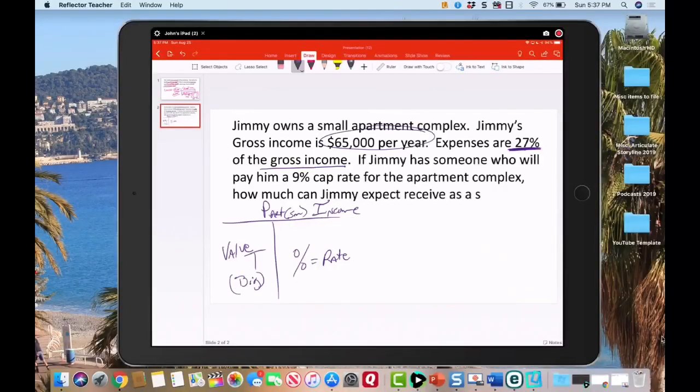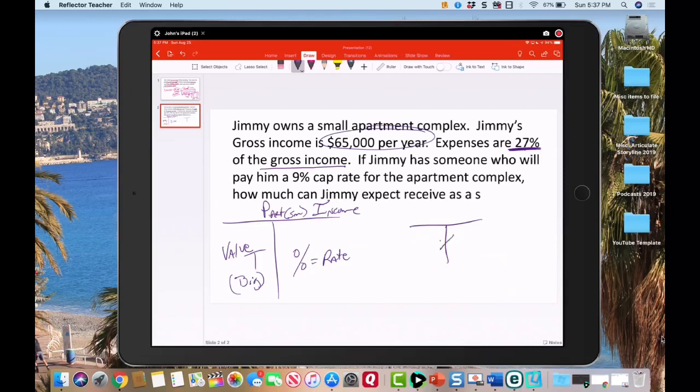Now, there are some other things that we can calculate in there, such as vacancy rate and income from vending machines that would give us effective gross income. But for the basic real estate examination, you just need to understand that if you see a question with gross income, we got to get the expenses out of there. Before we can work Uncle Irv, we have to come up with net operating income. So we need to just do a quick T problem.